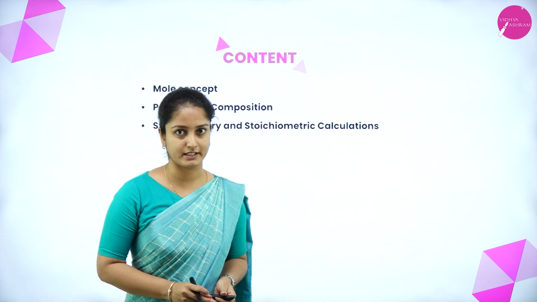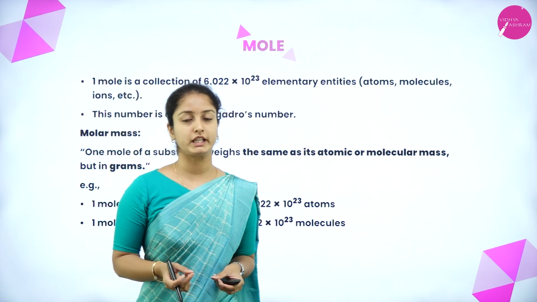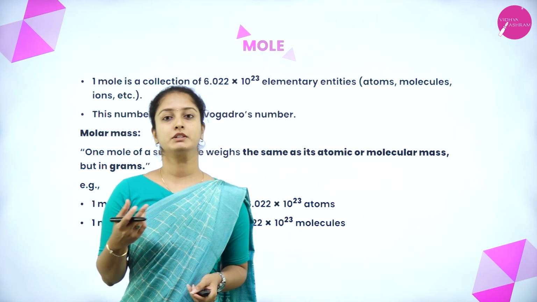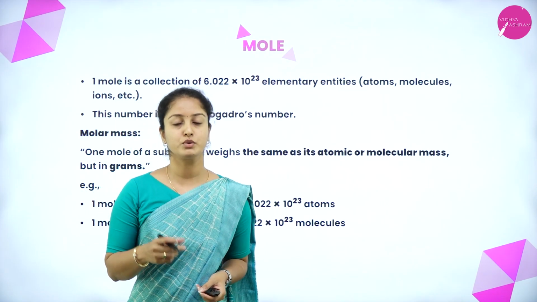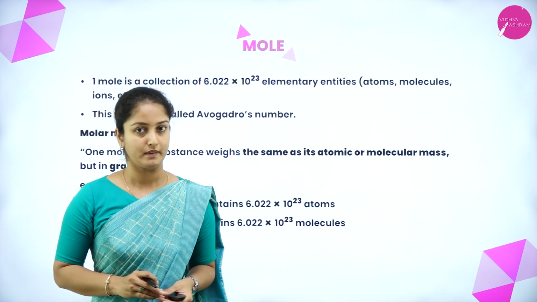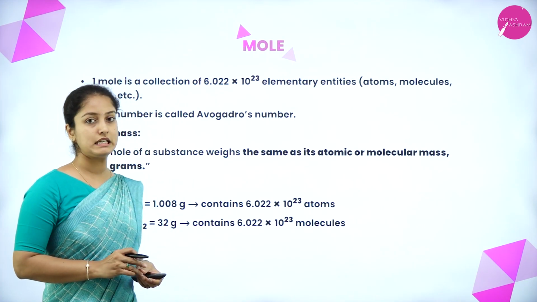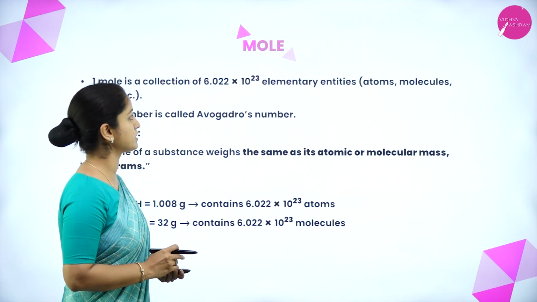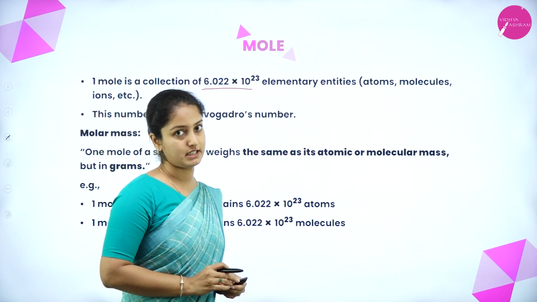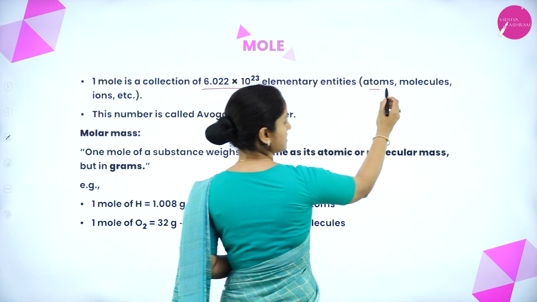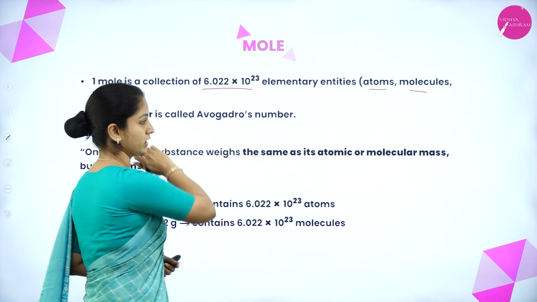So let's get started. Atoms and molecules are so tiny in nature that it is impossible to count them one by one. So the scientists invented the counting unit called a mole. What is a mole? A mole is a collection of 6.022 × 10^23 elementary entities. It can be atoms, molecules or ions.